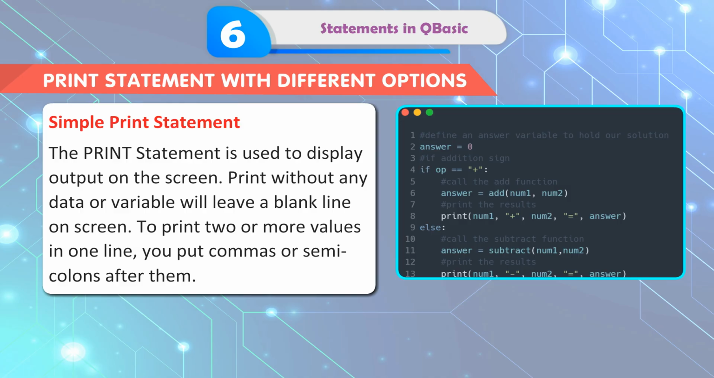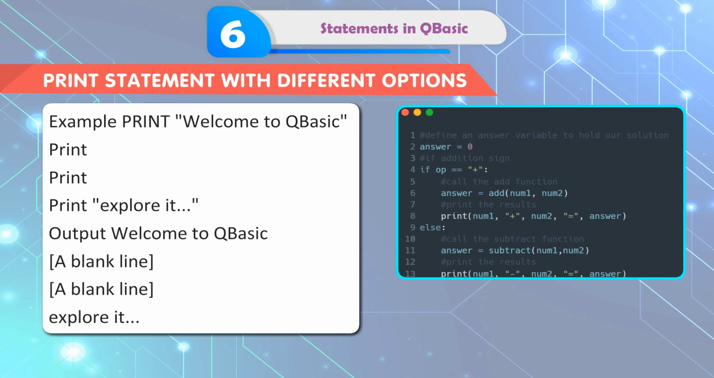A simple print statement is used to display output on the screen. Print without any data or variable will leave a blank line on the screen. To print two or more values in one line, you put commas or semicolons after them. Example: PRINT "Welcome to QBasic". PRINT. PRINT "Explore it". Output: Welcome to QBasic, a blank line, explore it.